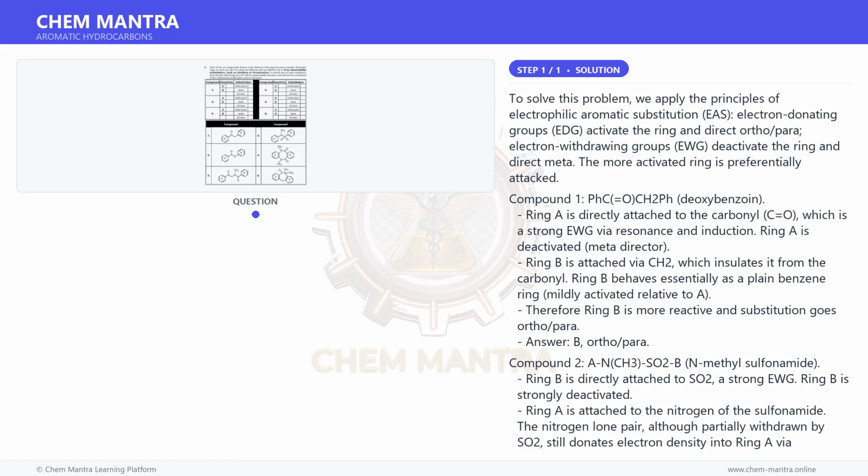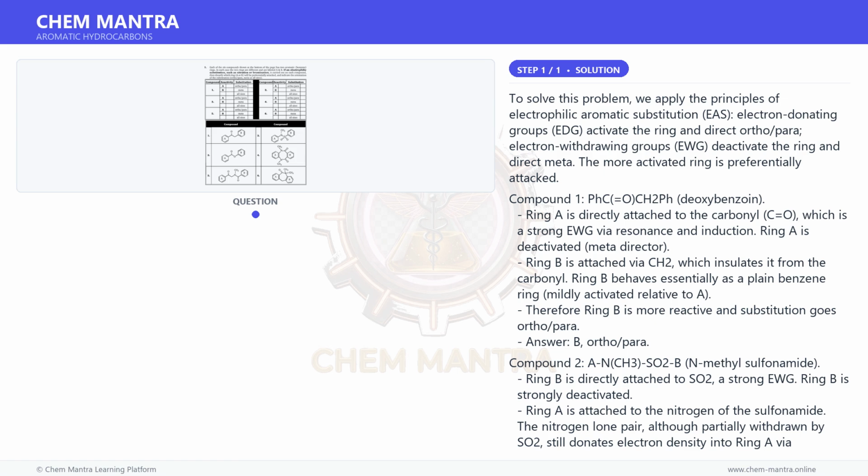Compound 2, ArNHCH3, so 2B, N-methyl sulfonamide. Ring B is directly attached to SO2, a strong EWG. Ring B is strongly deactivated. Ring A is attached to the nitrogen of the sulfonamide. The nitrogen lone pair, although partially withdrawn by SO2, still donates electron density into ring A via resonance. N is an EDG toward ring A, so ring A is more activated. Therefore, ring A is preferentially attacked, ortho-para direction.